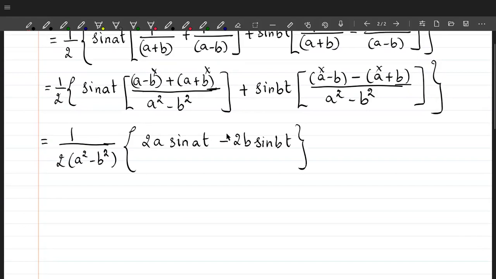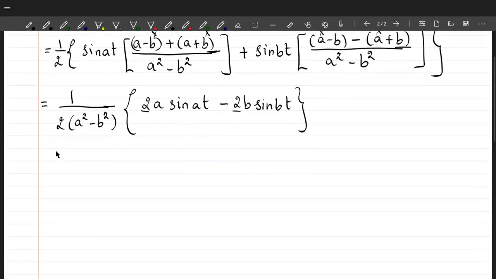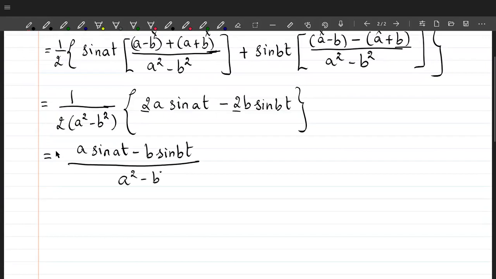Correct? So now in the numerator I have 2 and 2. You can bring it out and cancel it with the 2 outside. So after all that is done, what you get is a sine at minus b sine bt divided by a square minus b square, provided that a is not equal to b.